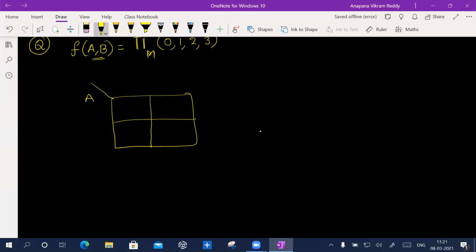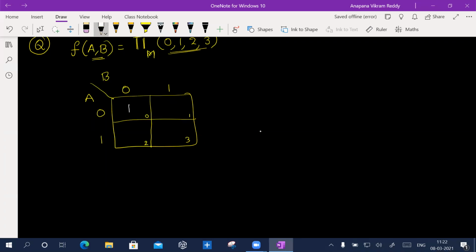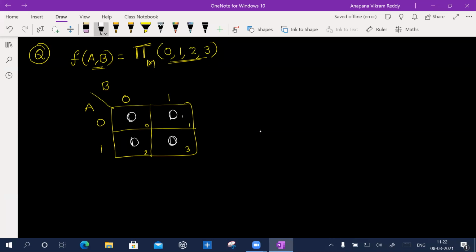I take MSB here A, LSB as B. So 0, 1 and 0, 1. So this is 0, 1, 2, 3. So I have all 0, 1, 2, 3 here. Sorry, I must take zeros here, right? Max terms, yes, sir, zeros. Can I group all these 4 terms? Yes. So what is the answer now? 0, sir.